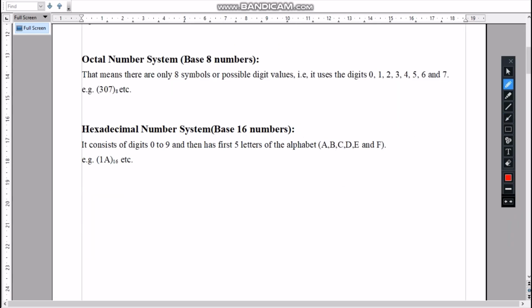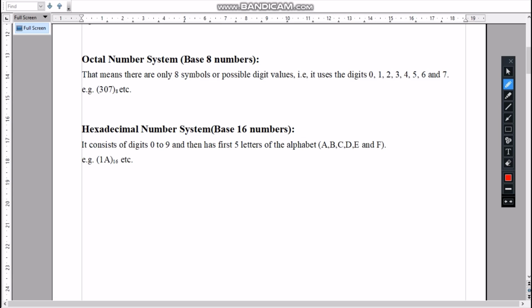Now the third type, the octal number system or base 8 numbers. That means there are only 8 symbols or possible digit values. That is, it uses the digits 0, 1, 2, 3, 4, 5, 6 and 7. For example, 307 having base 8.